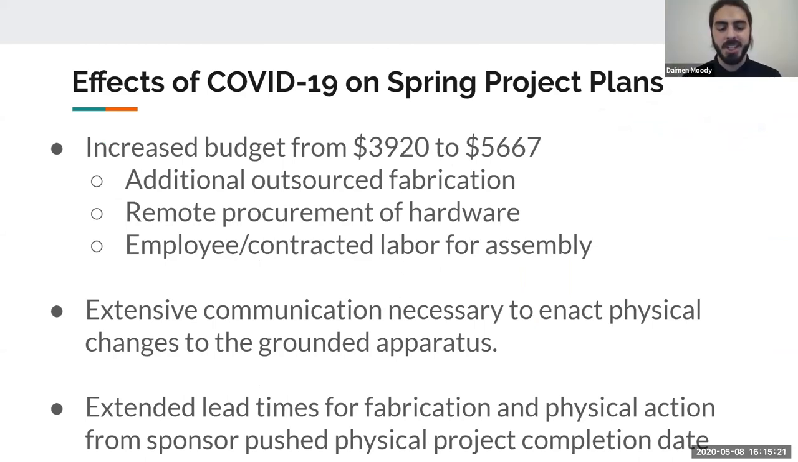So as y'all can imagine, the quarantine and everybody leaving campus in Ruston had some pretty major effects on our project, as it was grounded on site here in Ruston at Walpole as of winter quarter. Going into the quarter, we first had to petition our sponsor for a budget increase, from our original budget of almost $4,000 to about $5,700. This was to cover estimated costs for additional outsourced fabrication, remote procurement of hardware, and contracted labor for the actual assembly taking place on site at Walpole, as their schedule would not allow them to directly assist us. In addition, extensive communication plans were necessary to enact these changes on the grounded apparatus, and this greatly extended our lead times for the physical project completion.